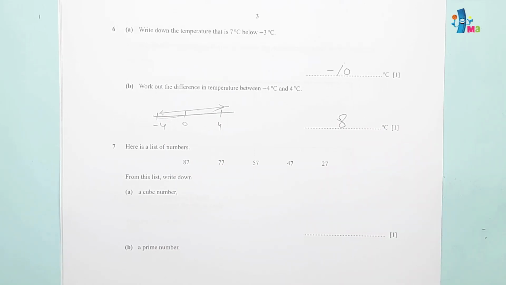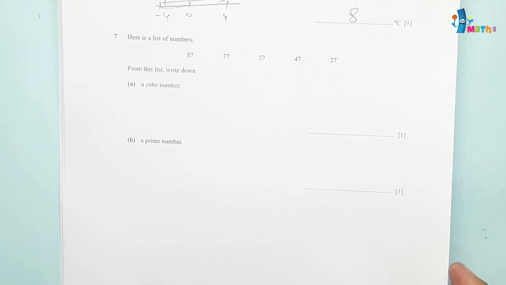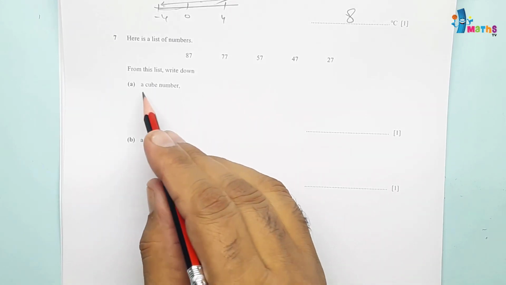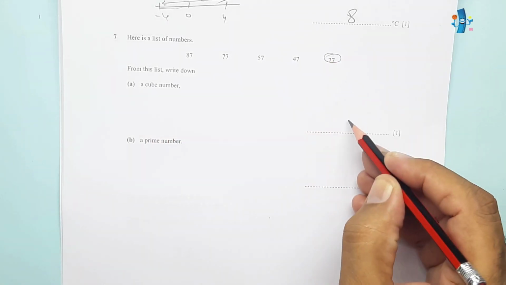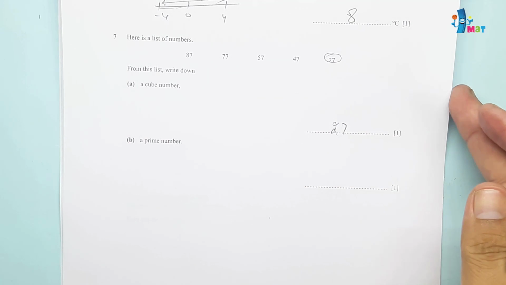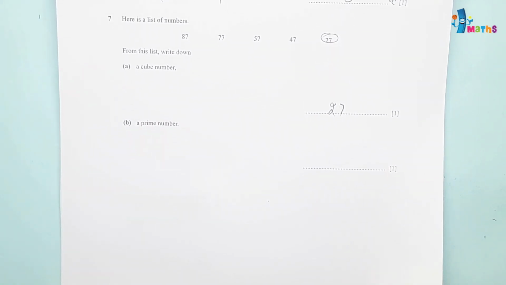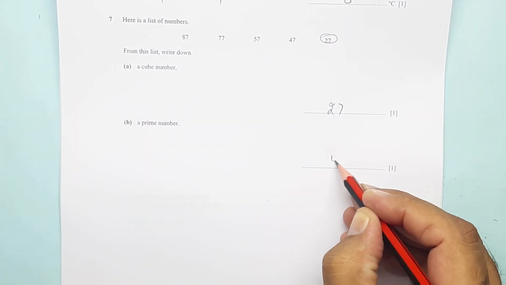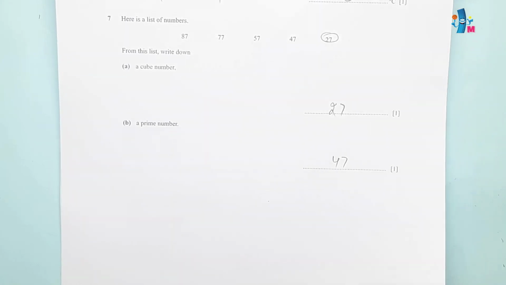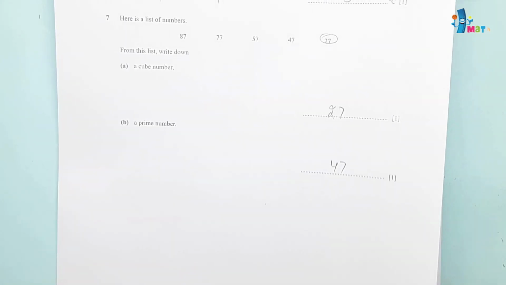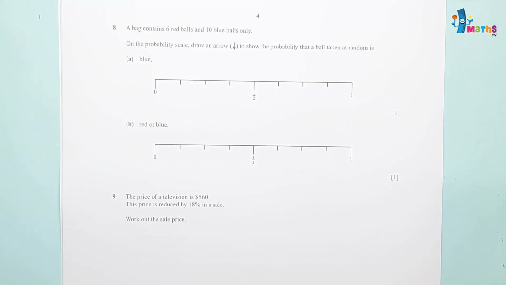Here is a list of numbers. From this list, write down a cube number. So 27 is a cube number, 3 cubed, and a prime number. The prime number is 47, which is divisible by itself and 1 only. Now this is question number 8.